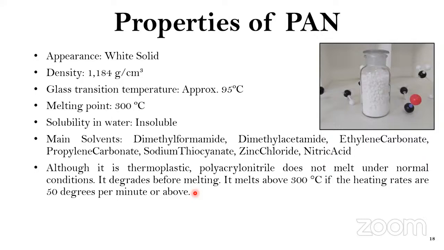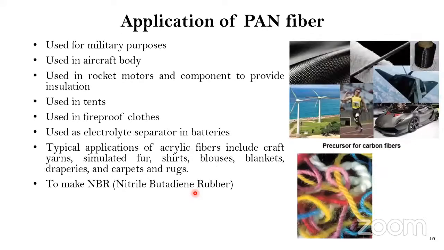Although it is thermoplastic, polyacrylonitrile does not melt under normal conditions. It degrades before melting. It melts above 300 degrees Celsius if the heating rates are like 50 degrees per minute or above. Then applications of it, like we have already seen, are used for military purposes, in aircraft bodies, in rocket motors and components to provide insulation, in tents. It can be used in fireproof clothes. It is also used as an electrolyte separator in batteries.